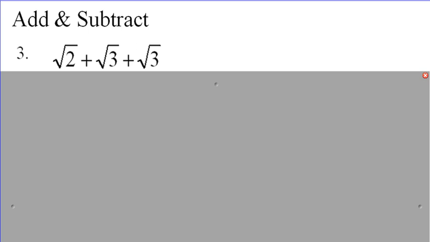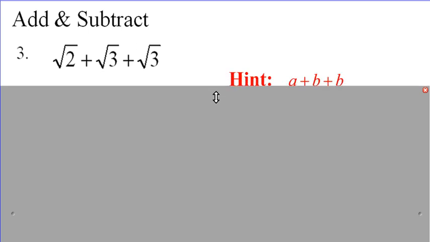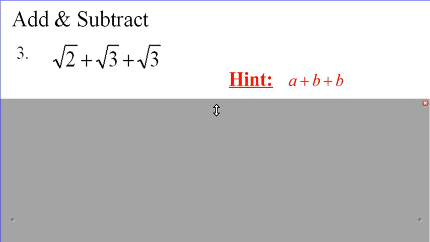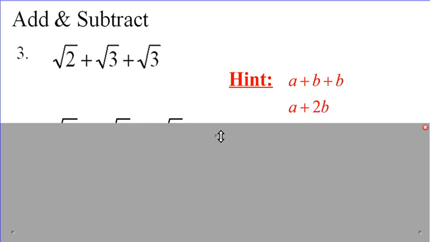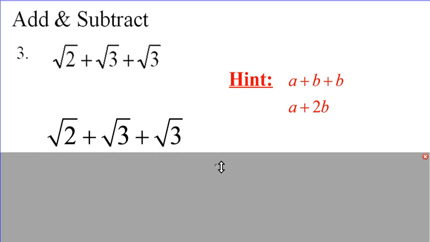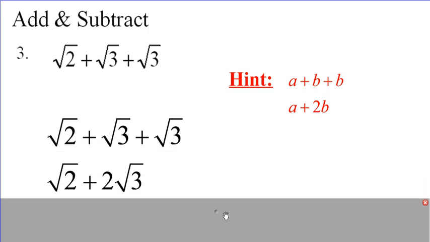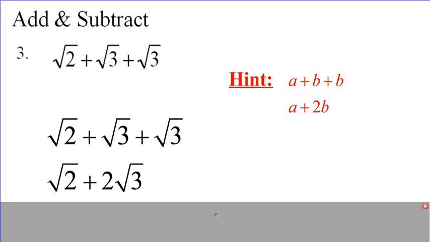For number 3, we have the square root of 2 plus the square root of 3 plus the square root of 3. Again, I can think of it as a simplified problem where I would have a plus b plus b. These would be my like terms, so I would have a plus 2b. Here, these would be my like terms, the square roots of 3. So I would have the square root of 2 plus 2 square roots of 3.